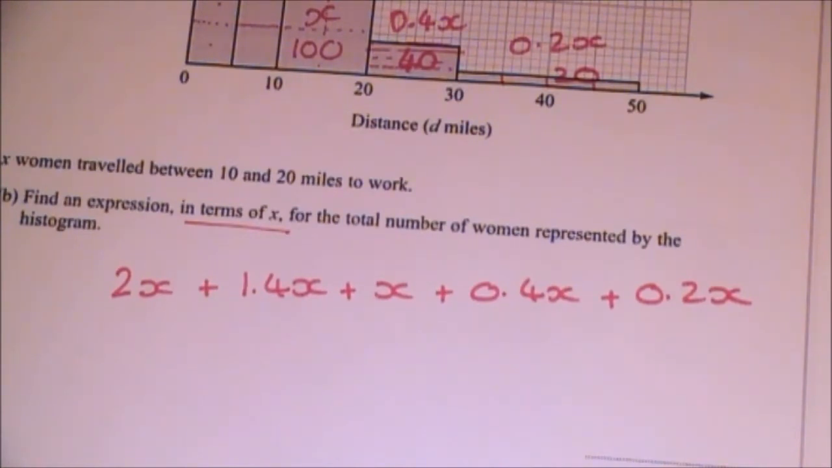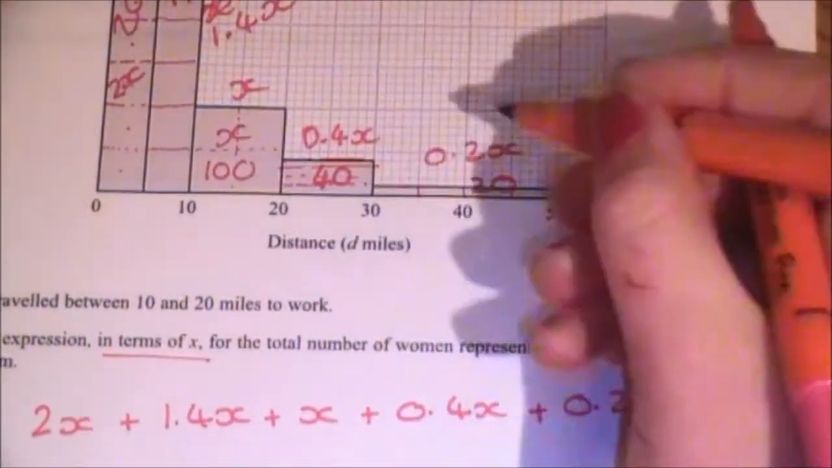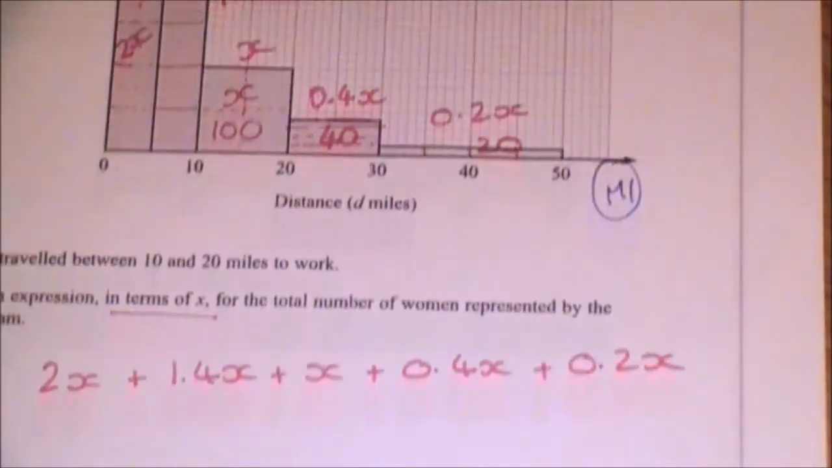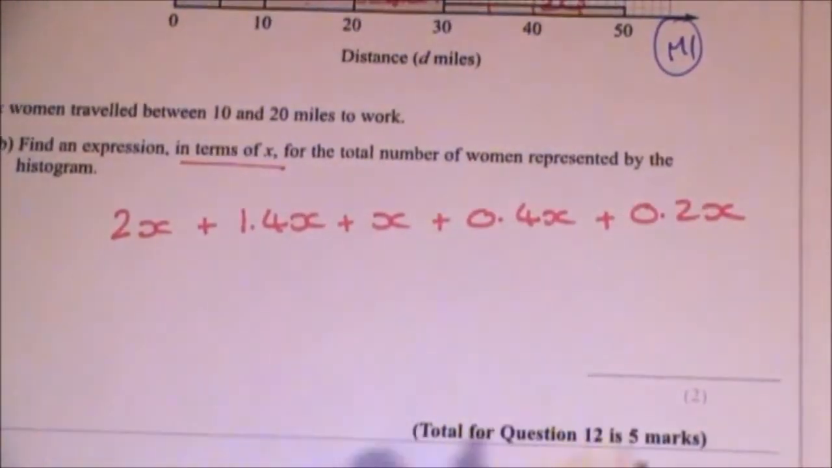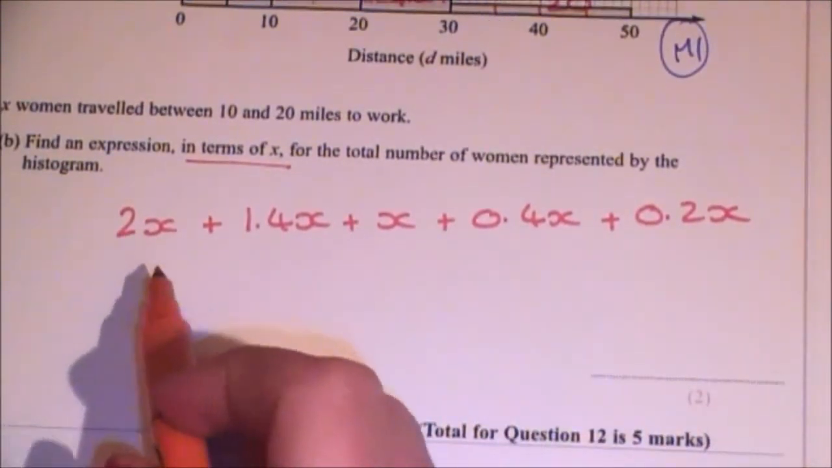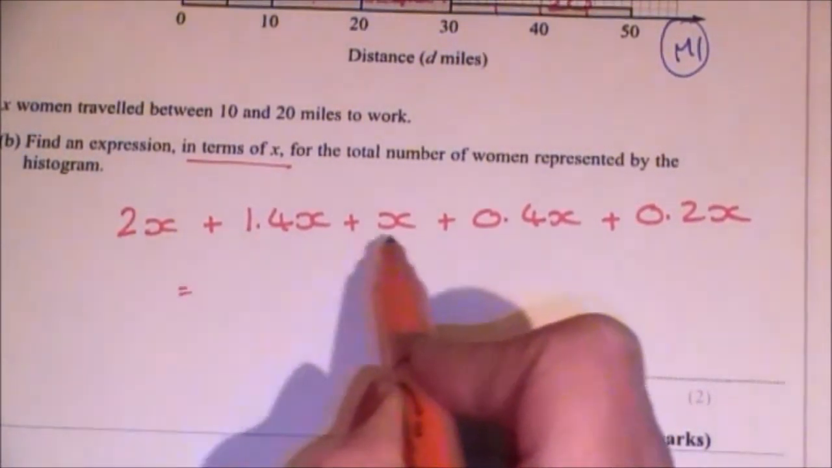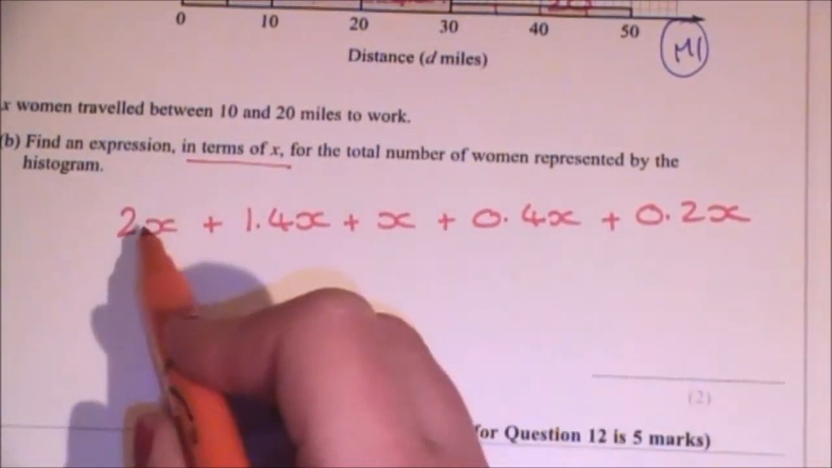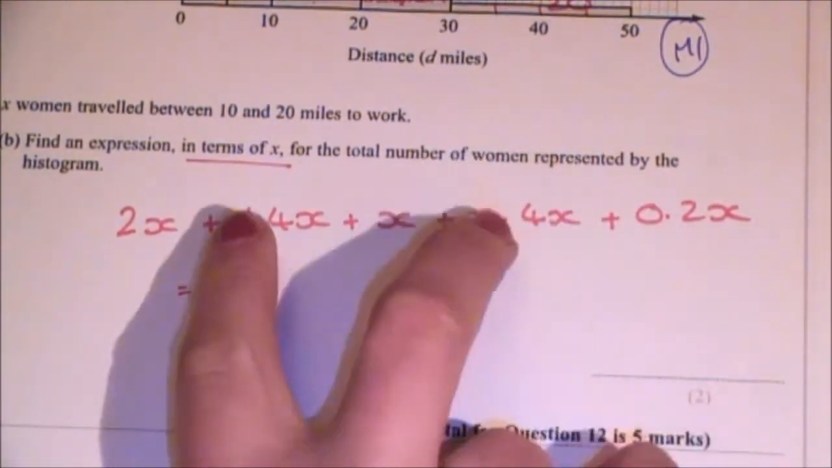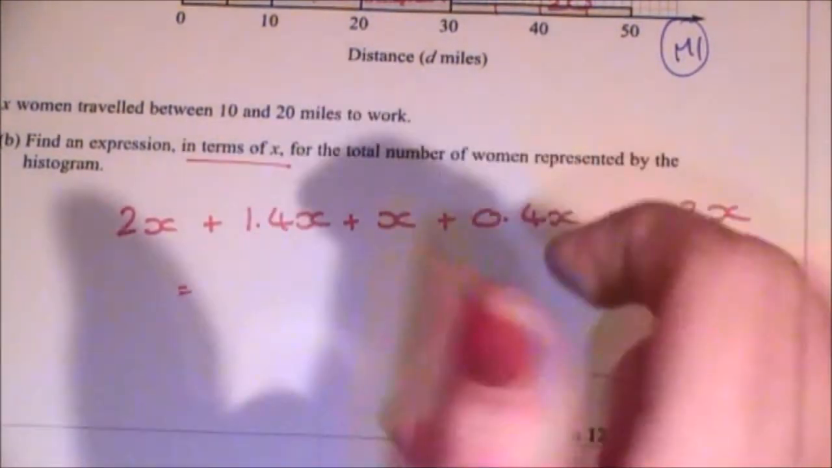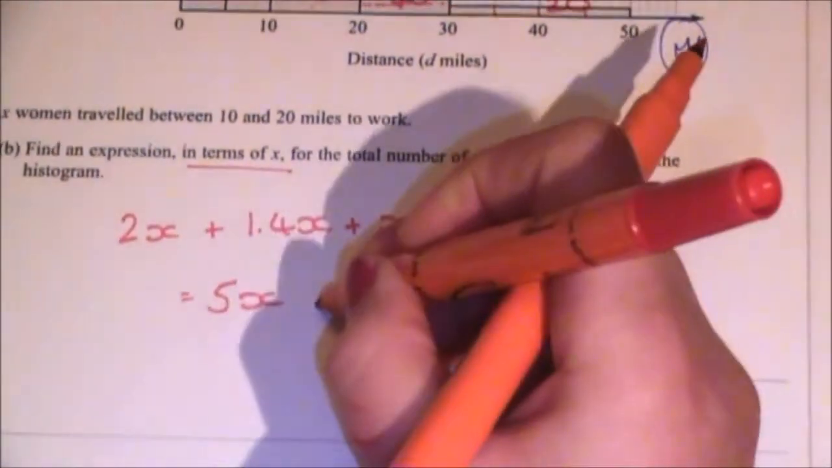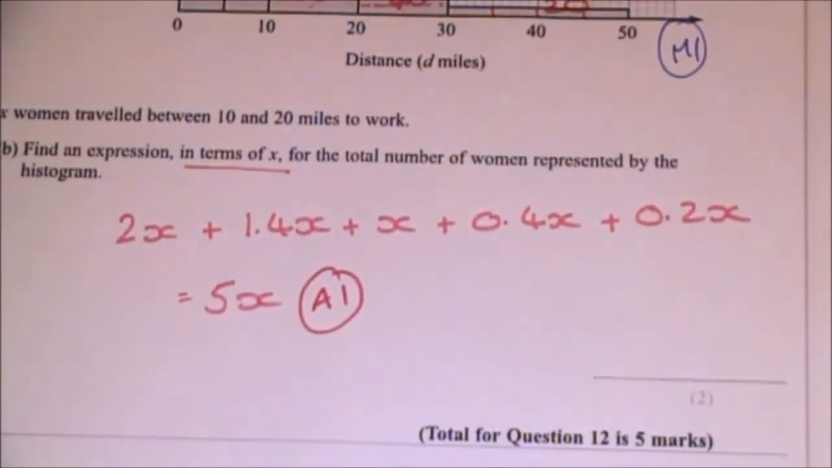You would get 1 mark for manipulating the bars and talking about the area of the bars in comparison to 100. So there's 1 mark. And the second mark is for, I haven't finished this, it's not simplified. The second mark is for writing the expression 2x plus 1.4x plus x. So that's 2x, 3x, 4.4x, 5x. So the final mark then is down here. It's your answer mark.